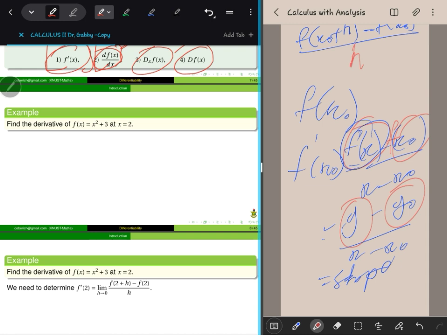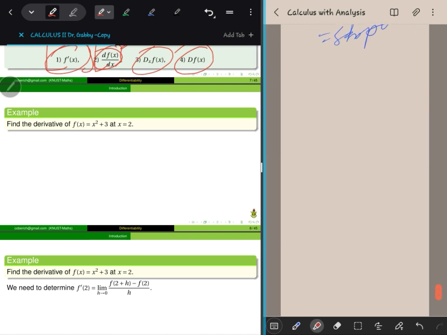Now we have to find the derivative of the function at this point. If we remember what we've done so far, we said the derivative of a function at a particular point is like finding the limit at that point as x is approaching that point.